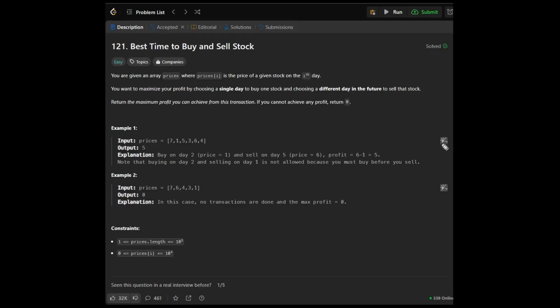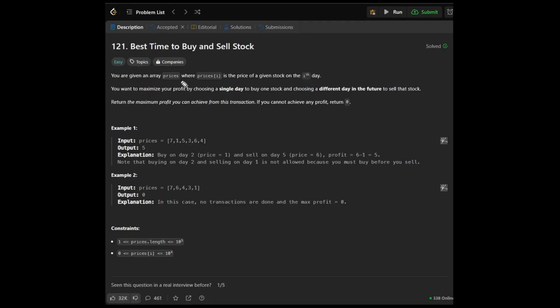Let's take a look at this problem. Best time to buy and sell stocks. On LeetCode, there are many more problems on this topic, and they are based on different data structures, different algorithms. This one right here, we have an easy problem.